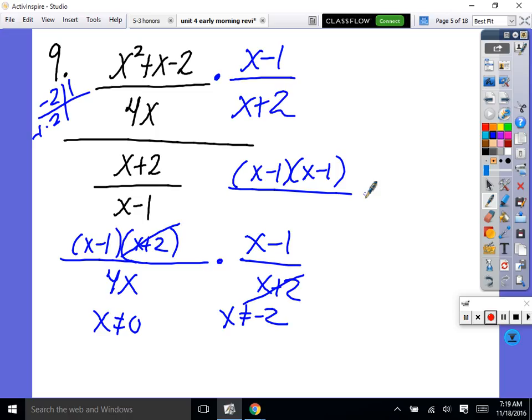That's great. And then left on bottom was 4x, as long as x cannot equal 0 or -2. That is the same level you're going to see. Everybody good with that? We're going to all ace that.